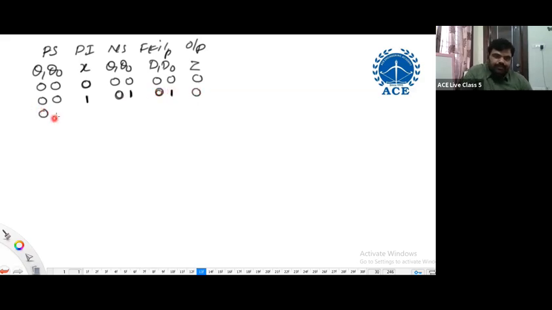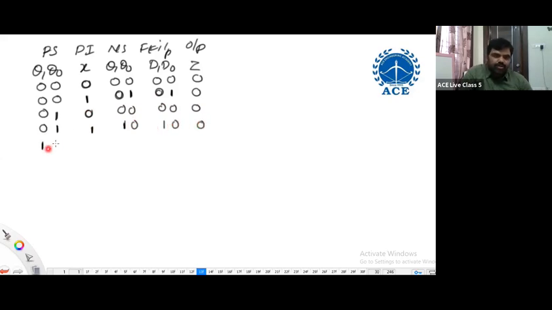Now S1 getting a 0. Where is it moving? S0, 0, 0. Inputs is 0, 0. Output is 0. Now S1 getting a 1. What is the state? S2, which is 1, 0. Inputs is 1, 0. And output is 0.